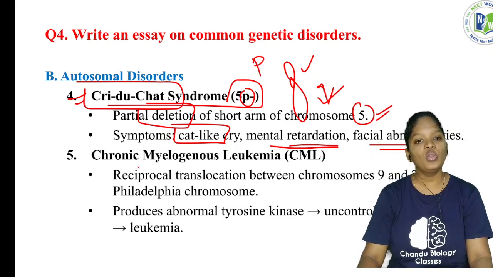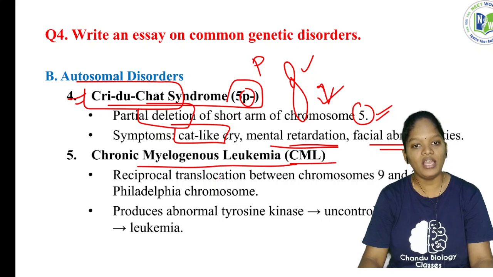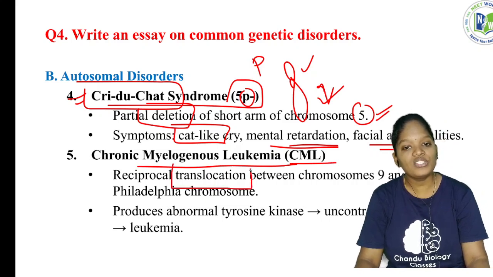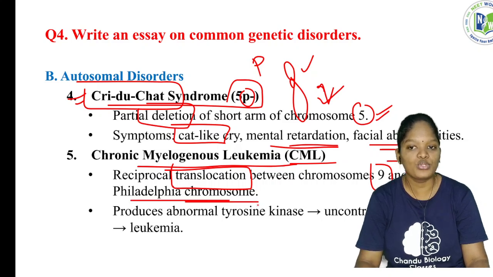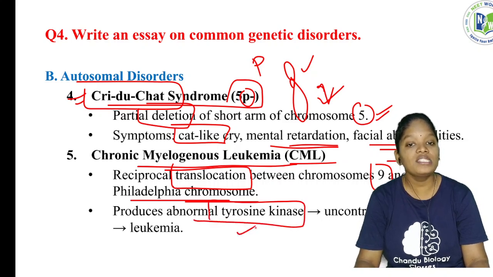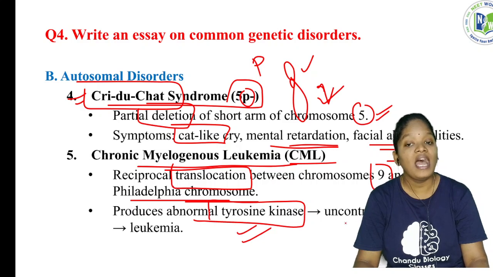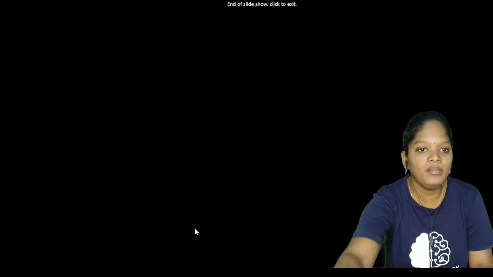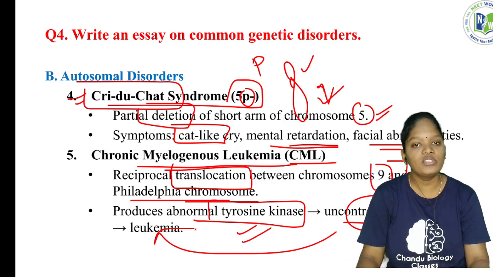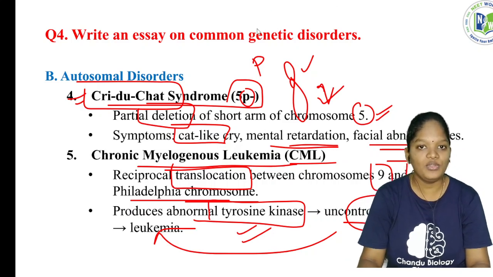And in chronic myelogenous leukemia, a translocation is there, between chromosome 9 and 22. This results in the Philadelphia chromosome, which produces an abnormal tyrosine kinase, causing uncontrolled cell division, and it results in leukemia. So that's all about these common genetic disorders. We'll see more in the next class.